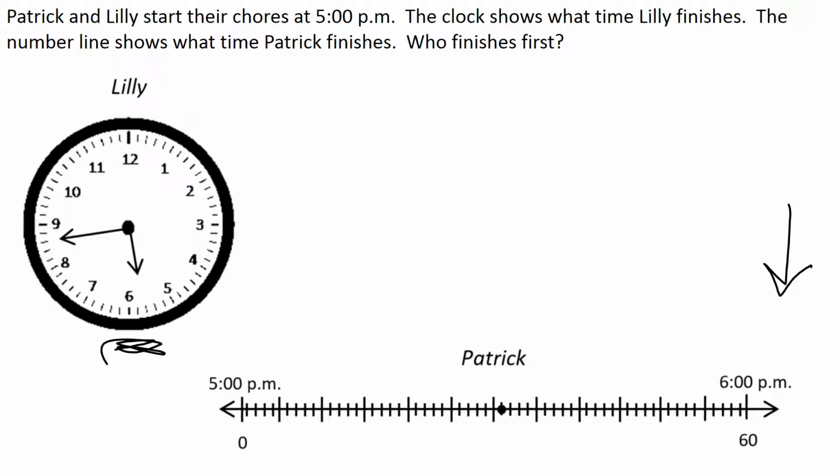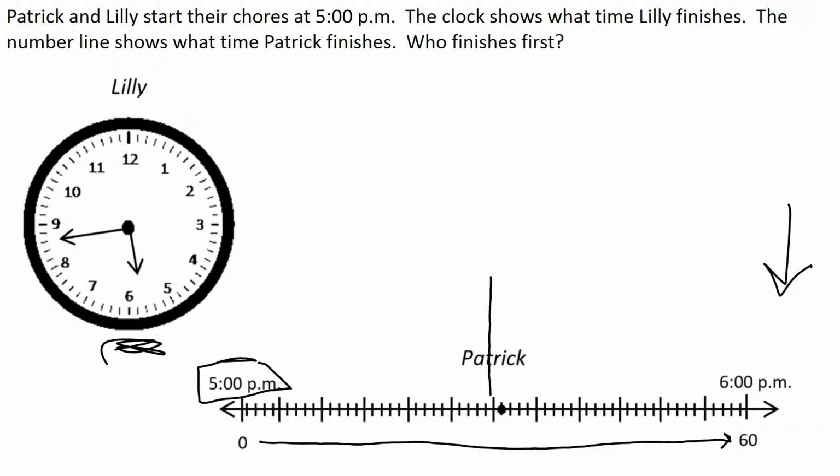Solve the problem, without putting Lily's time on the number line. Dun, dun, dun. How could we do this? Well, I know they both started at 5, and I see that it goes all the way to 6 o'clock, same as the other number lines do. And this looks like it's about halfway done right here.